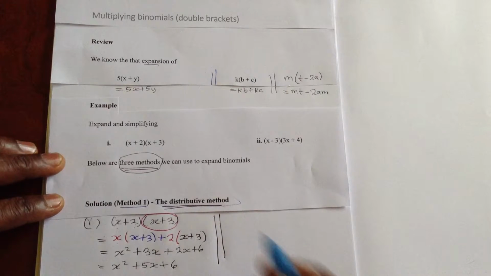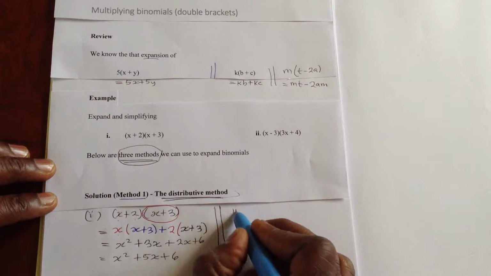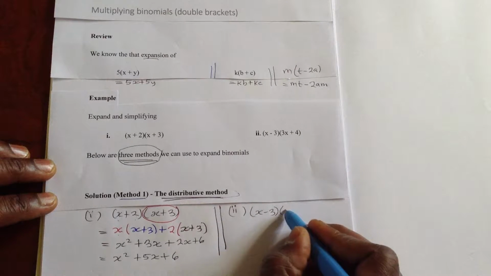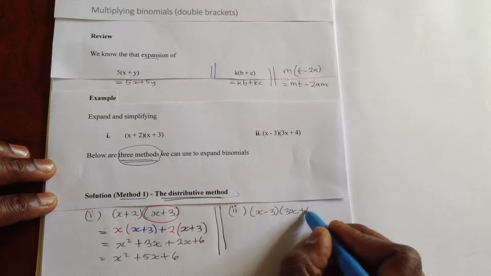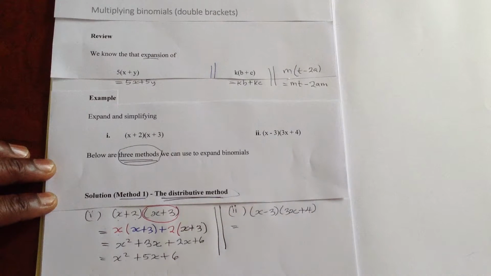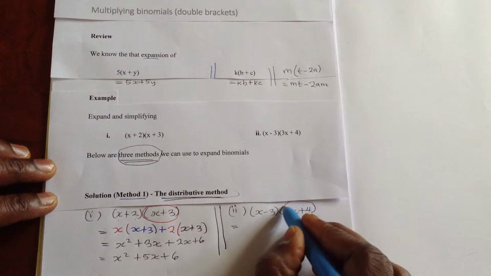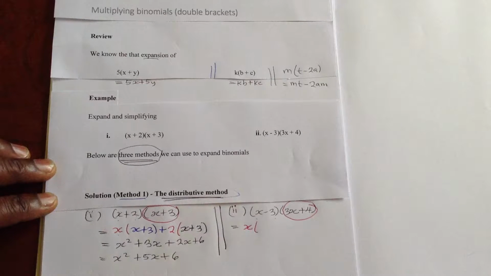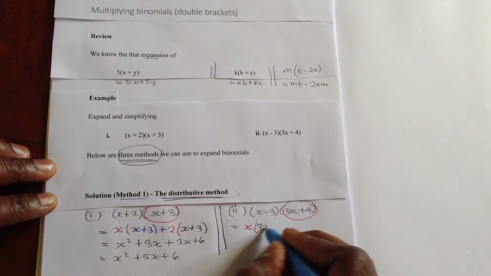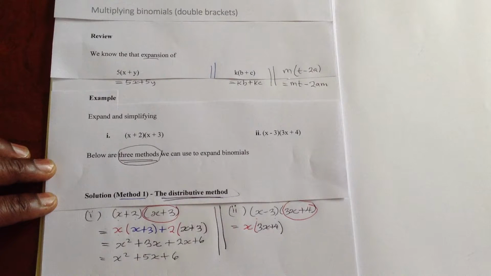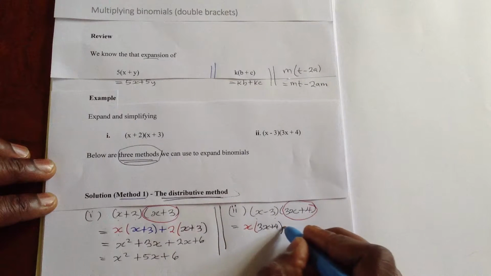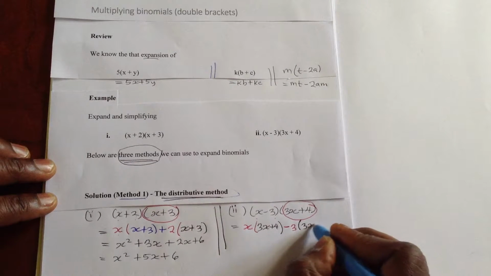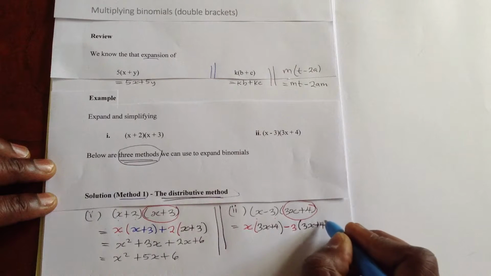A second example. x minus 3 into 3x add 4. Again, to distribute this, I'm going to distribute that bracket to the 2 terms here. So I have x here, then I have my 3x add 4. This time the second term here is minus 3, then I have my 3x add 4 again.